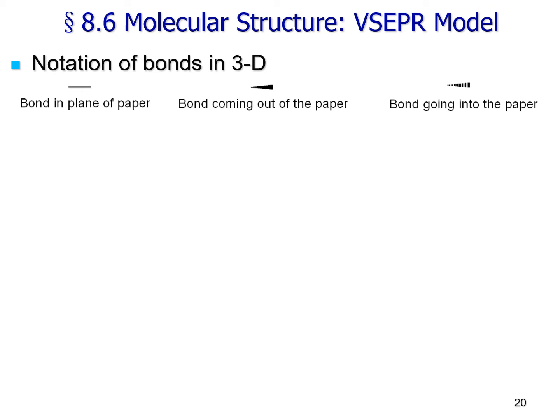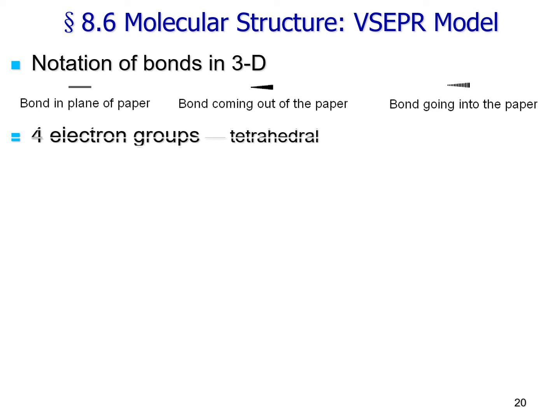And for 3-dimensional, we use a different way to describe the spatial orientation of the bond. Say you use a plain line for a bond that's in the same plane as the screen, and the solid wedge means the bond's coming out of the screen. The dashed wedge indicates the bond going into the screen.